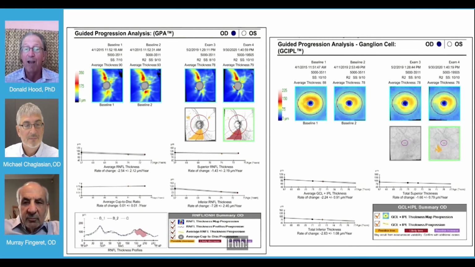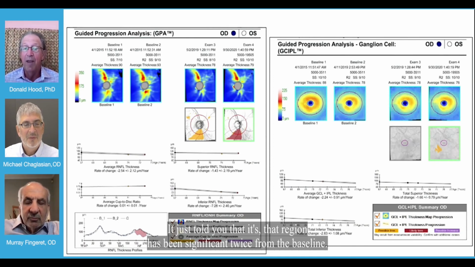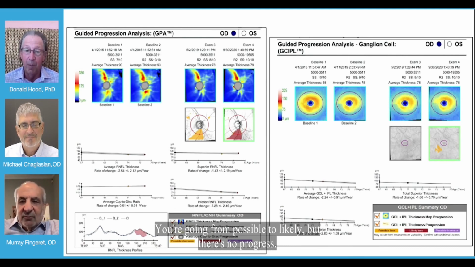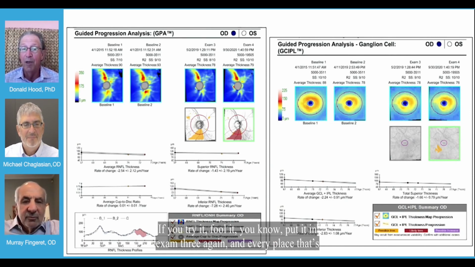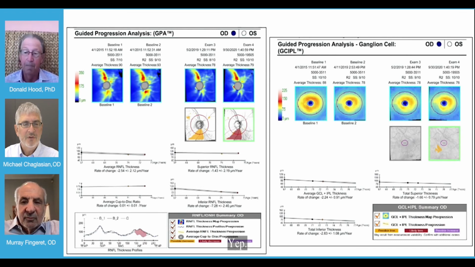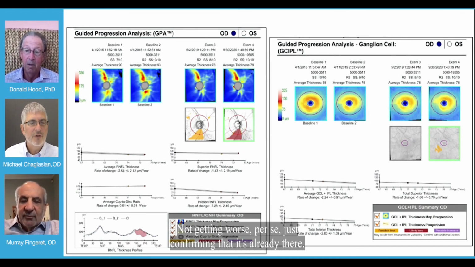So red does not tell you it progressed. It just told you that that region has been significant twice from baseline. It's sort of confirming it, but not indicating progression. You're going from possible to likely, but there's no progression. In fact, it's just the opposite. If you try it, fool it, put in exam 3 again, and every place that's yellow will turn to red. Put in the same exam. That's a good point. Not getting worse per se, just confirming that it's already there.